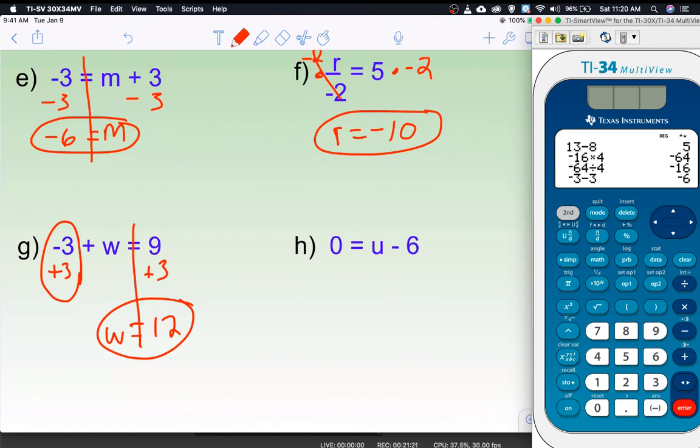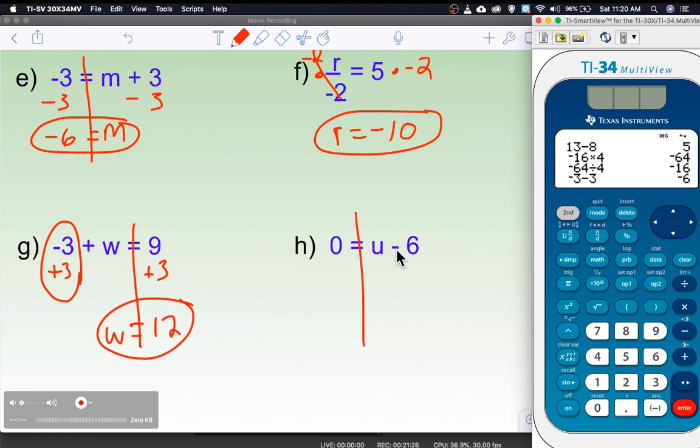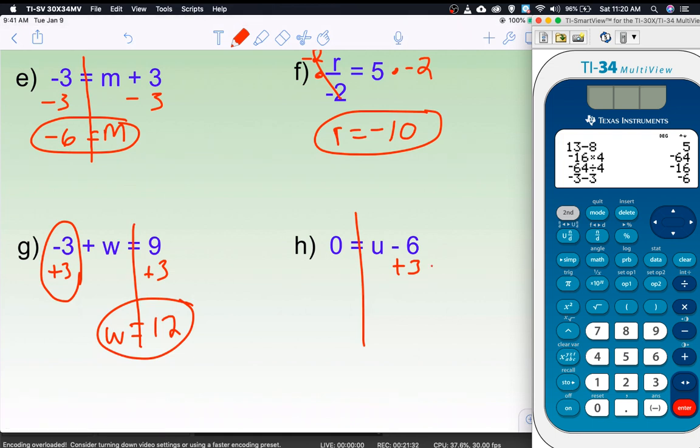Letter H. My variable is being subtracted by 6, or you could think of this as a -6. Either way, we're going to use a +6 to get rid of it. So a -6 and a +6 cancel. A -6 plus 6 are opposites, and they cancel. Always on both sides, and we get the solution u equals 6.